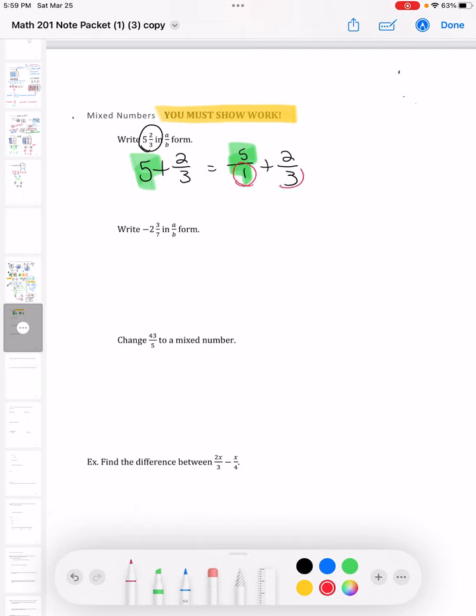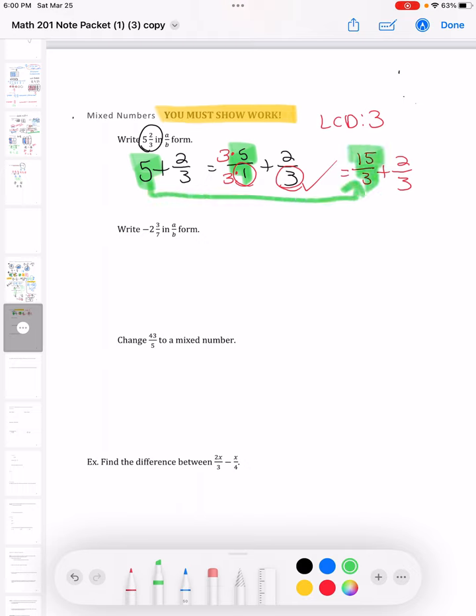Looking at my denominators, my least common denominator, if I were going to add these together, would be 3. One of them is already 3. The other one is not. So I need to change it to be 3. So I'm going to multiply by 3. So 15/3 plus 2/3. So now what I've done is I've changed the 5 and I've turned it into 15/3. 5 is the same thing as 15/3.